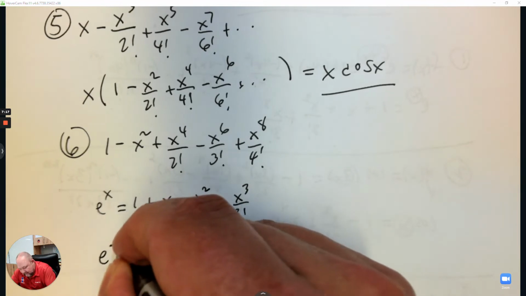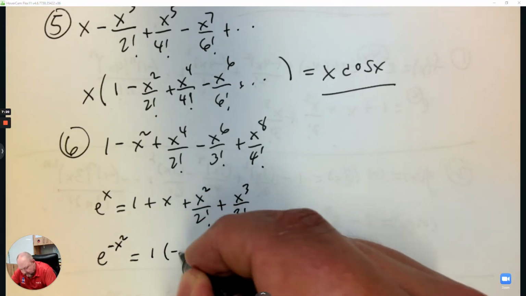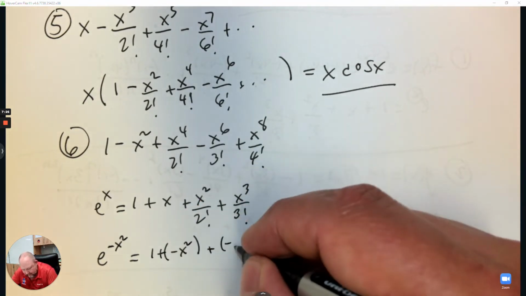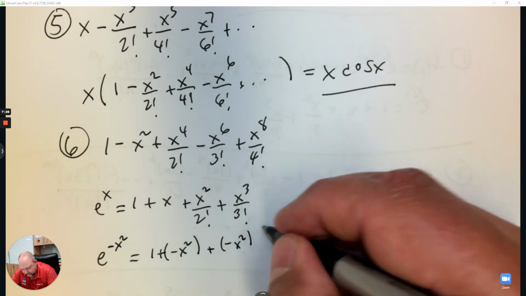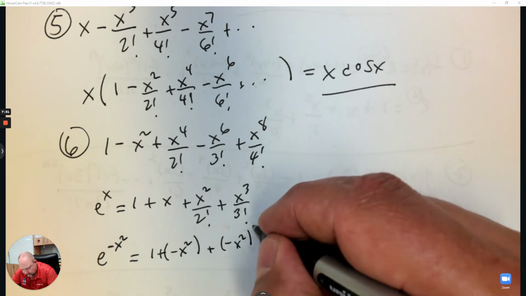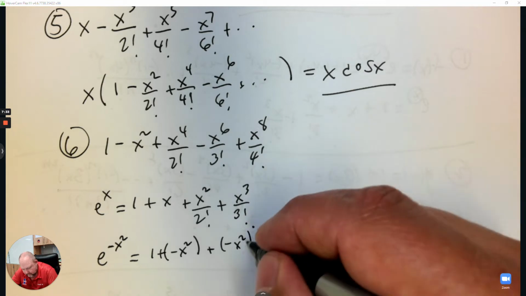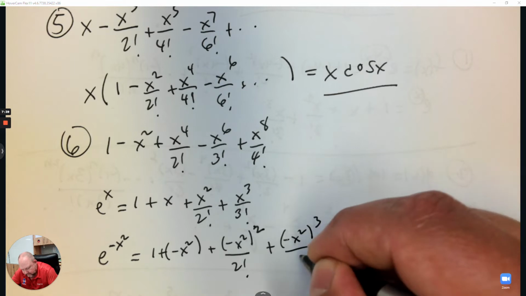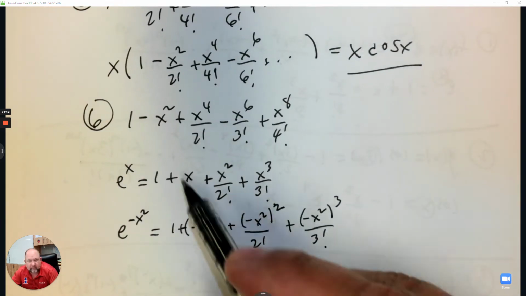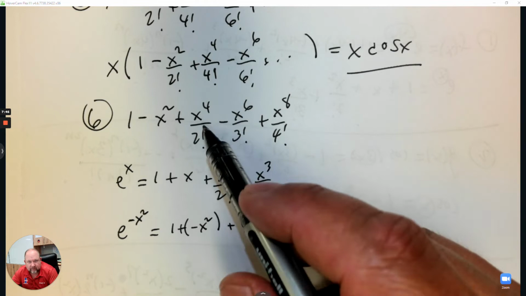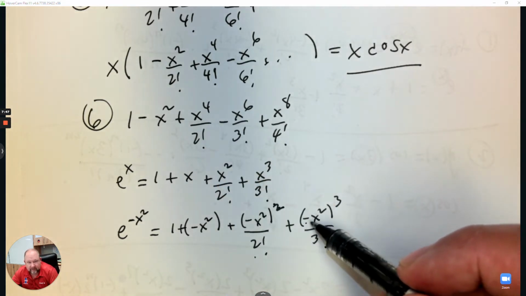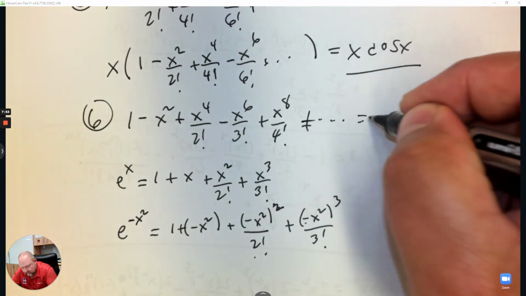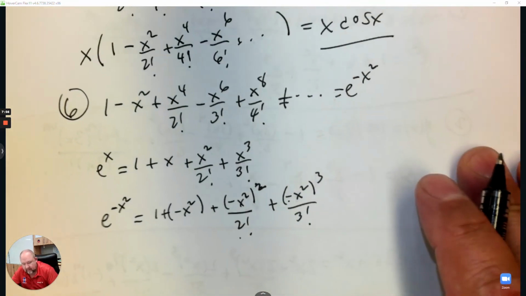So if I did e to the negative x squared, it'd be negative x squared, negative x squared squared, negative x squared cubed, and then look, so that's 1 minus x squared, that's x to the 4th and it's positive. This is going to be negative x to the 6th and it matches. So this is e to the negative x squared. Number 7.